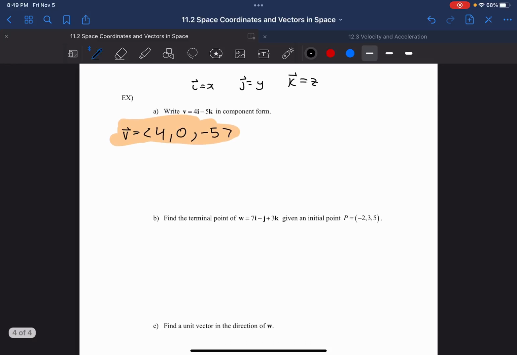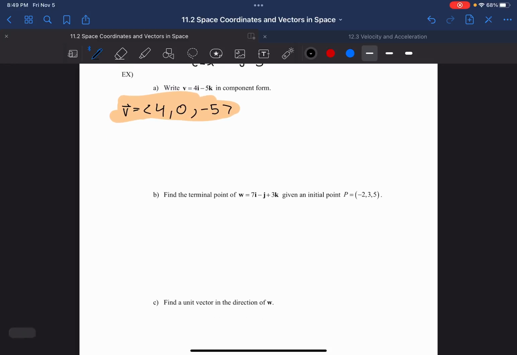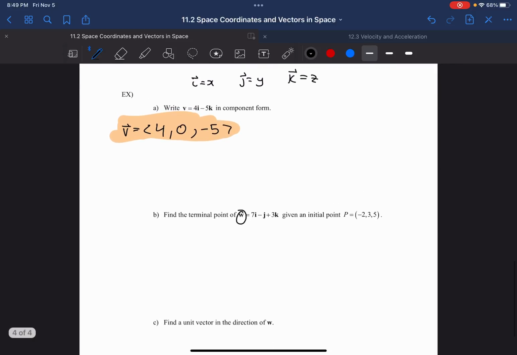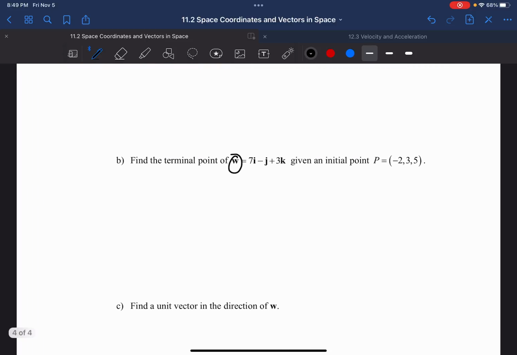So for part B, what we want to do is find the terminal point of the vector w, 7i minus j plus 3k, given the initial point P equals (-2, 3, 5). So let's draw a line over here. We'll call this P, and let's just call this Q. This would be the initial point, and this would be the terminal point. So this would be the vector W to get from P to Q.